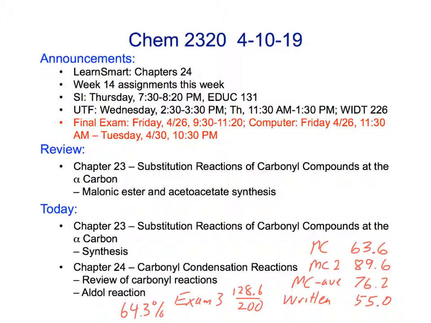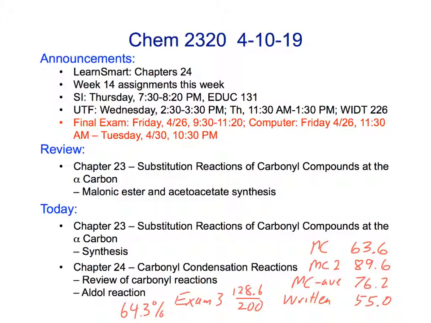In chapter 23, we have been looking at reactions at the alpha position of carbonyls. We talked about the acidity of that position. That is a position that might be more acidic than we would expect, considering that it's a carbon-hydrogen bond. The reason for that is that the conjugate base is stabilized by resonance. Once we deprotonate at that position, we can use that alpha position as a nucleophile.